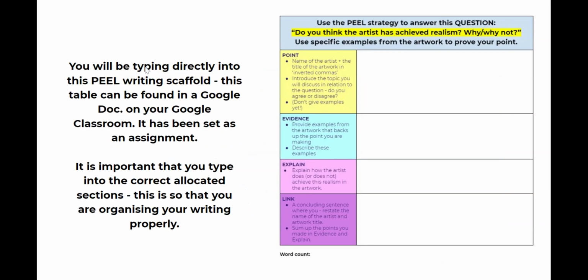So you'll be typing directly into this Peel writing scaffold. This table can be found in a Google Doc on your classroom. It's been set as an assignment. Please type directly into these allocated sections and make sure that when you're writing in this section, you're only writing about the point. When you're writing in this section, you're only writing about evidence, etc.